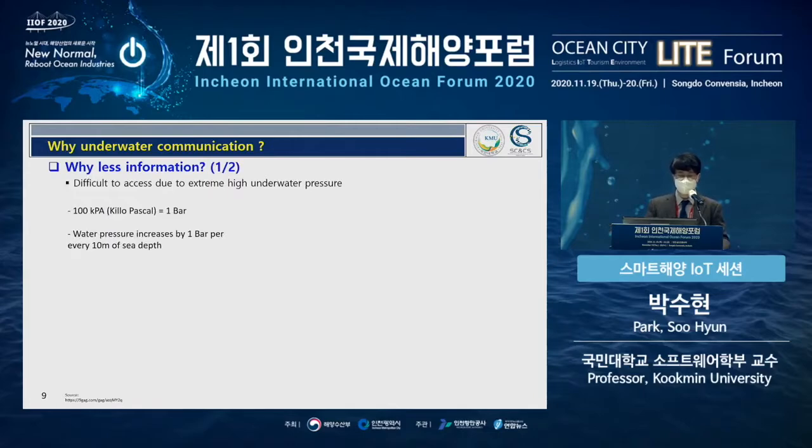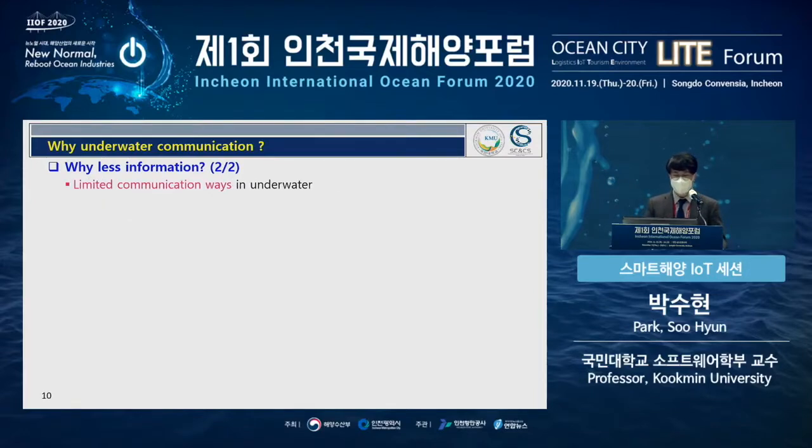The first problem is that it's very difficult to access due to the extremely high underwater pressure. As you know, the air pressure here is just 1 bar. However, every 10 meters underwater, the pressure increases by 1 bar. That means if we go 100 meters under the sea, the water pressure is 10 bar. It's very amazing.